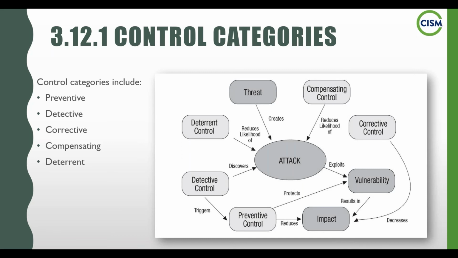Deterrent control is one that normally keeps people away due to some warning sign. For example, a sign saying you are under CCTV surveillance, so that is a deterrent control. It will not detect it, it will not prevent it, right? It is not a compensating control, it will just make people aware that there is something.